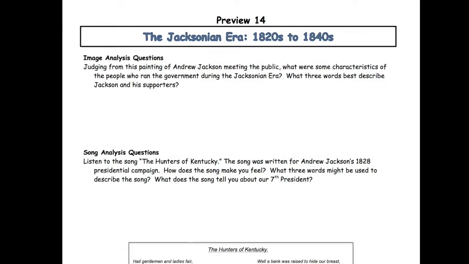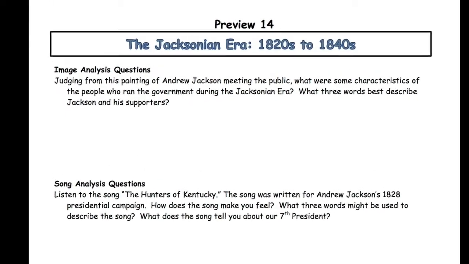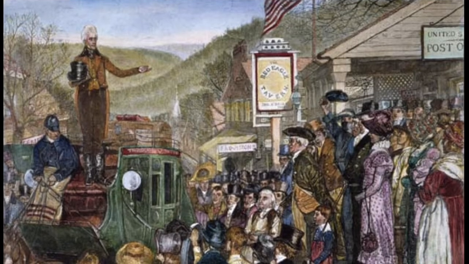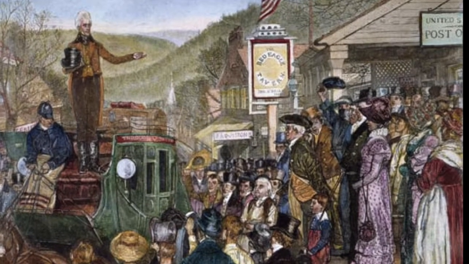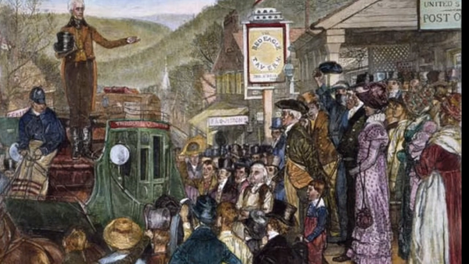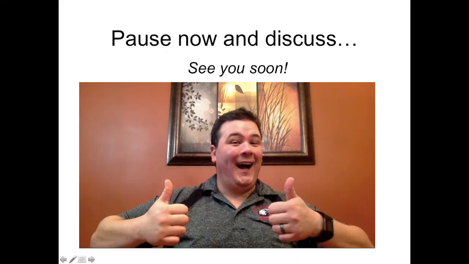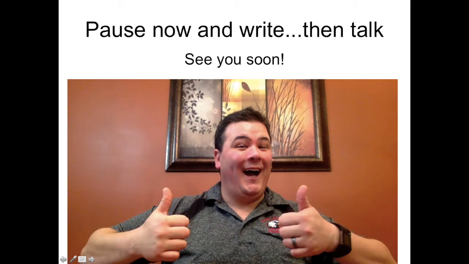What were some of the characteristics of the people who ran government during the Jacksonian era, and what 3 words would best describe Jackson and his supporters? Take a few moments, jot down your thoughts, and then go ahead and talk in your groups, and then from there we will talk as a class. All right, let's do it. Let's talk as a class. All right, so again, I'm going to give you my opinion on what I saw and see if it matches up to what you guys were talking about.